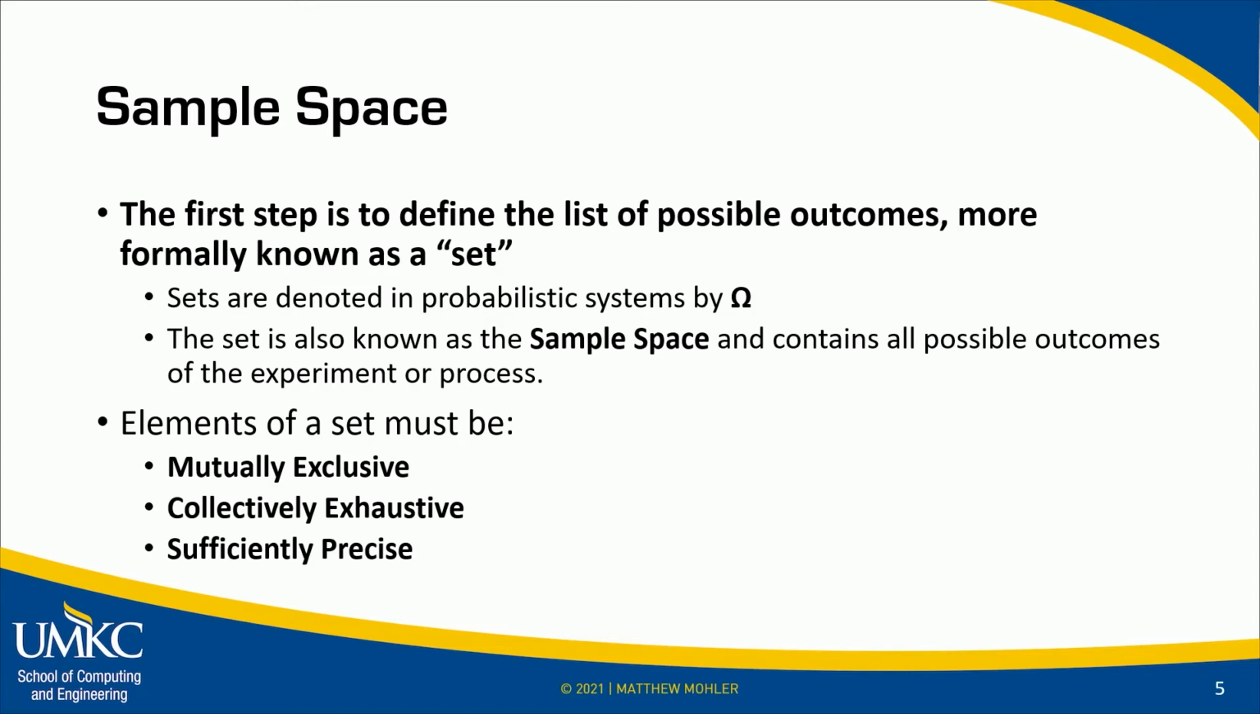Finally, elements of a set have to be sufficiently precise. Now, we'll come back to that one because it is a little bit more complicated, but it ultimately is up to you as the designer of the experiments to decide what is sufficiently precise. Now, at the end of the day, the goal of defining your set is that the set should be one where you can point at a specific element of that set and say, that is the one and the only one that occurred as a result of this system.